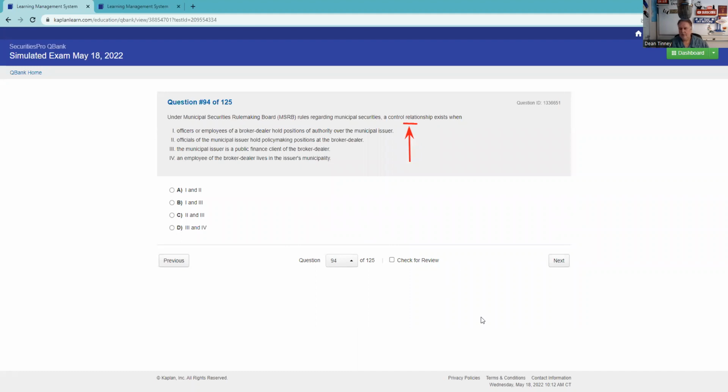Under the Municipal Securities Rulemaking Board, a control relationship exists when the officers and employees of the broker-dealer hold positions of authority over the municipal issuer. Indeed. The officials of the municipal issuer hold policy-making positions of the broker-dealer. Sounds pretty good. The municipal issuer is a public finance client of the broker-dealer. The employee of the broker-dealer lives. It looks like 1 and 2 is the best answer here.